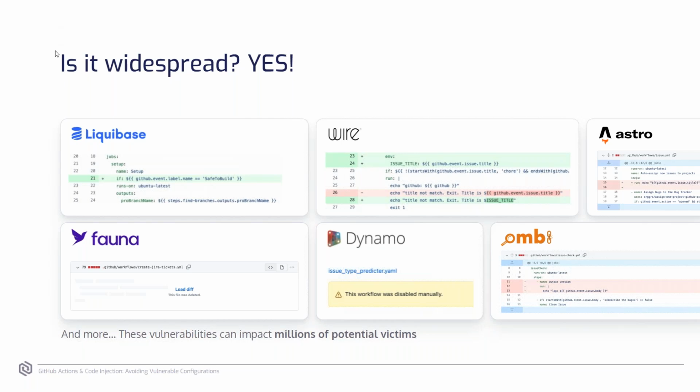That list contains Liquibase, which is a popular tool to deploy database schema changes. Dynamo, which is a visual programming tool that is sponsored by Autodesk. Fauna, which is a transactional database. Wire, which is an open source communication platform. Astro, which is a static site builder, and more. If we sum the users of all these tools, we could really reach millions of potential victims.